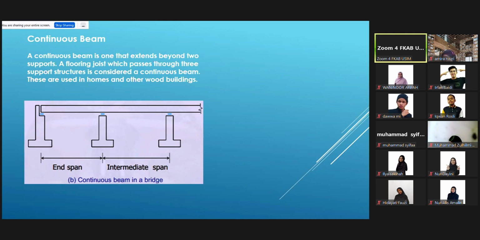Okay, what's a continuous beam? Continuous is sambung from one point to one point kan. When you have two columns or two supports, then you call it a simply supported beam. Kalau you have more columns, three or more than two, 3, 4, 5, 6, whatever, rows of 10 columns, then you call it a continuous beam. This is the end span, intermediate span. A span is actually a beam from one point to another point. From one load point to the other load point is called a span.